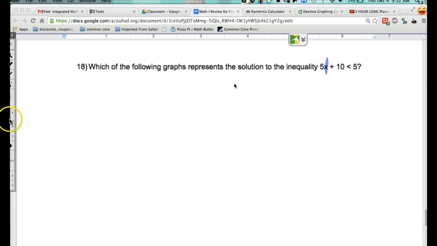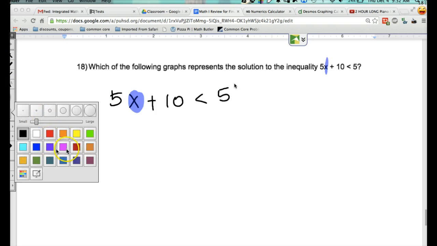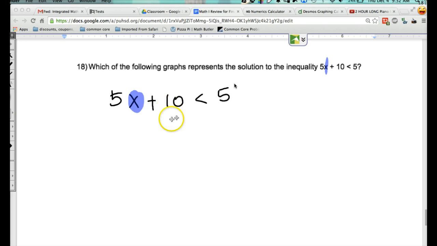I know that you can't really see that, so let me try and write it bigger. 5x plus 10 is less than 5. And so our goal is to leave the x all by itself. Okay? So what is the first thing we have to do, class? You have to subtract the 10 because what did I say? If you have addition and subtraction, you take care of that first before multiplication or division. It's like PEMDAS but backwards, right?